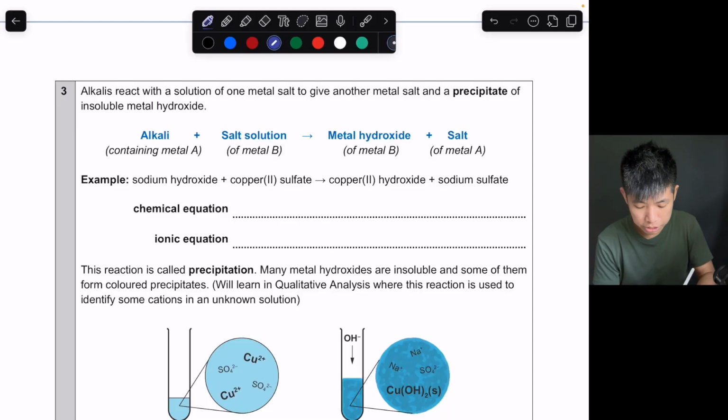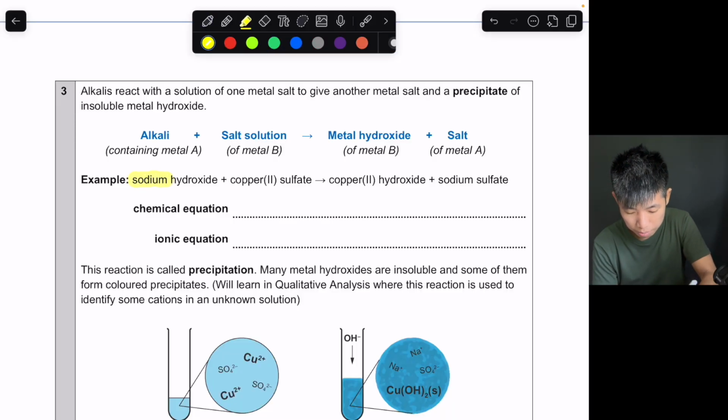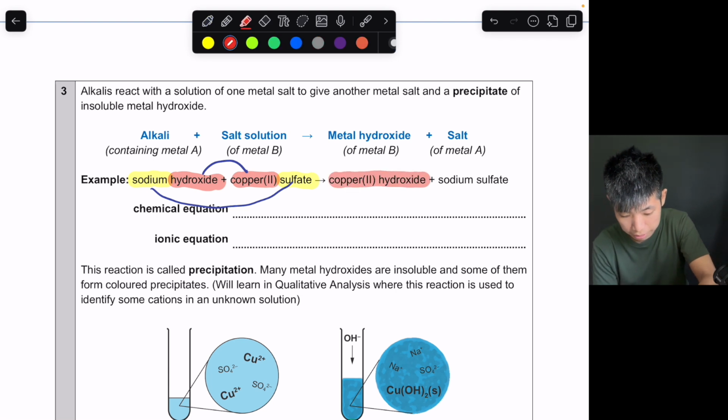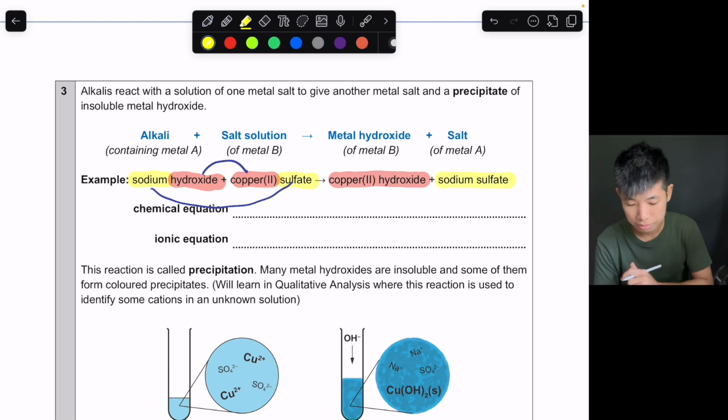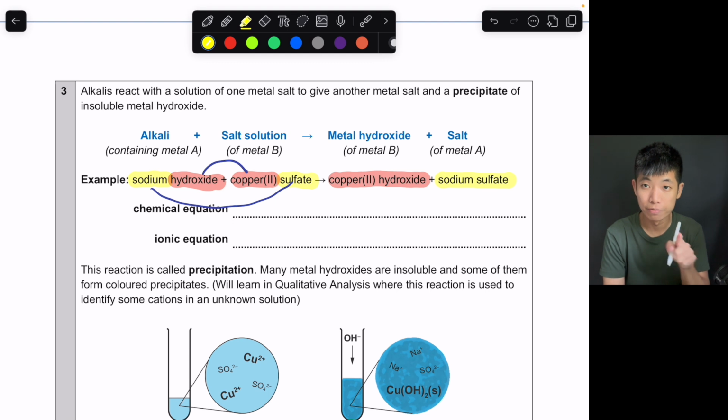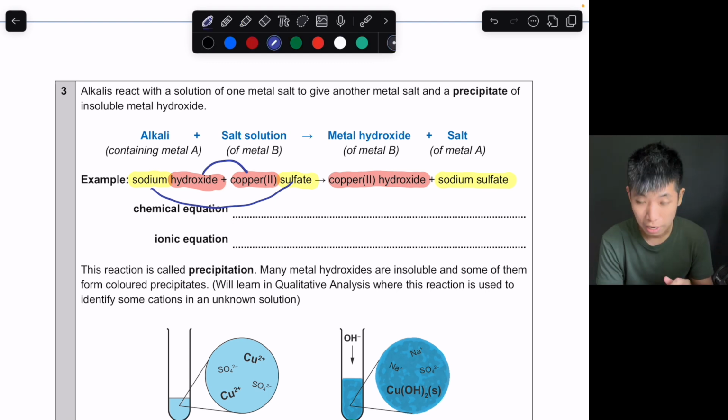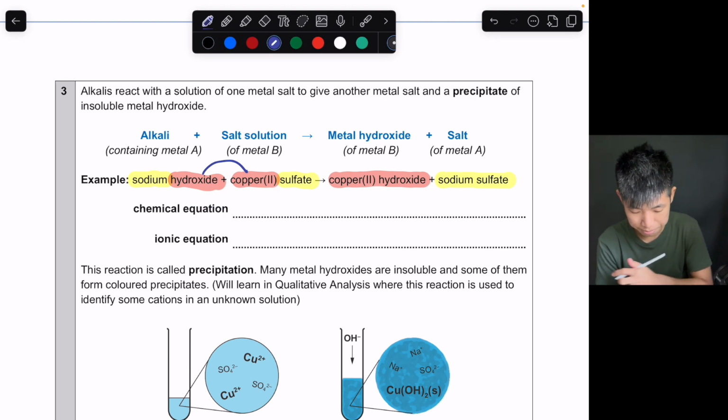So in precipitation, how it works, if you notice, let me shade it for you. Sodium hydroxide, copper 2 sulfate. Notice they exchange partners. You will get copper 2 hydroxide and sodium sulfate. So they rearrange like this. We will cover more of such reactions in the next chapter of qualitative analysis. Alright, pause the video and try to write the chemical equation and the ionic equation for this reaction.